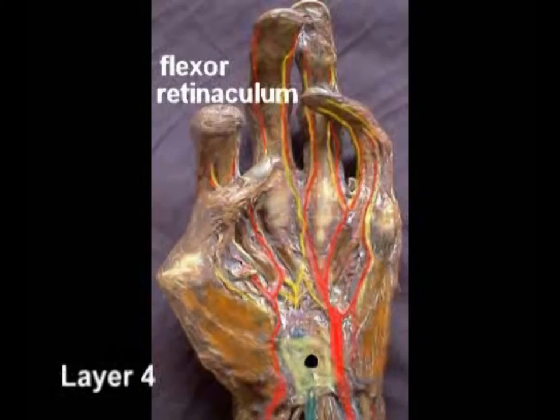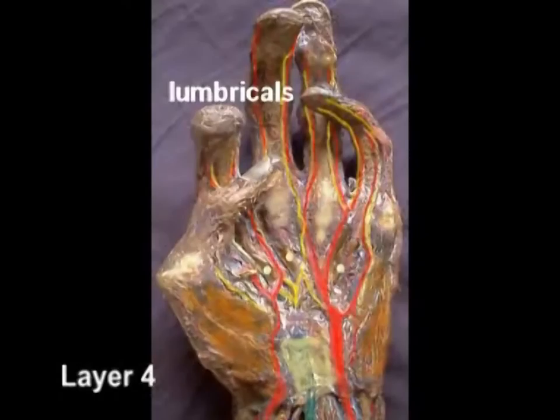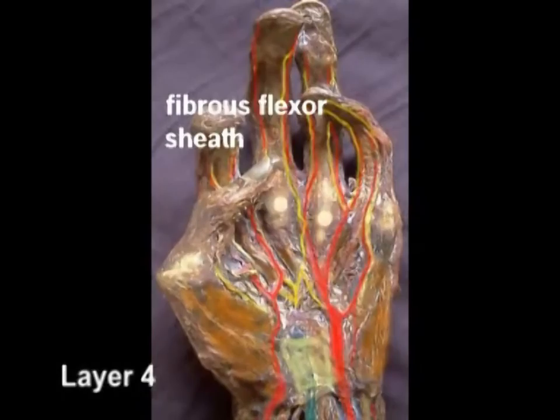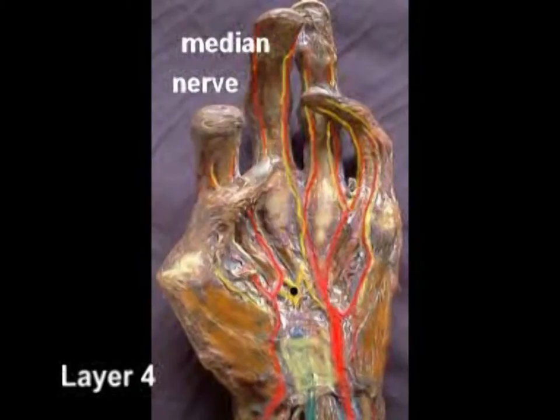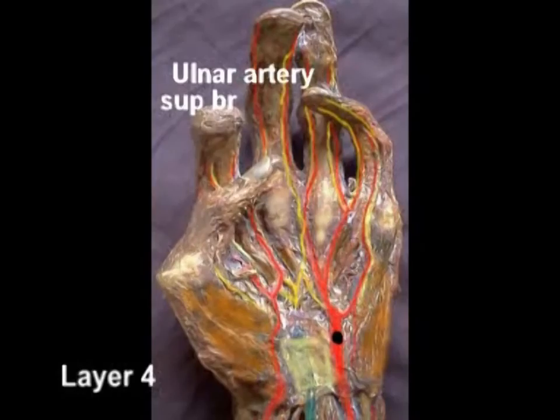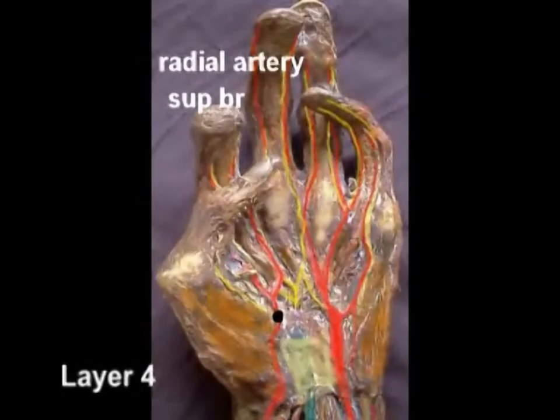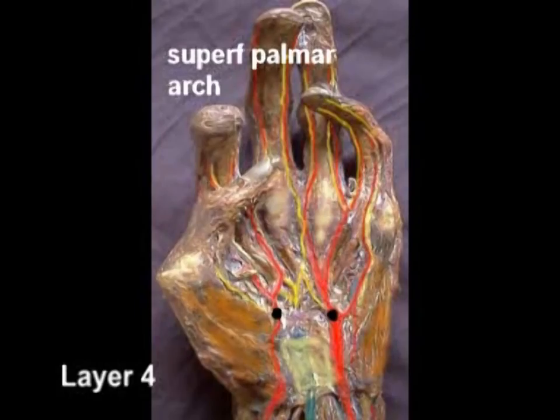The lumbricals, which arise from the radial side of the flexor digitorum profundus, can be clearly seen. The fibrous flexor sheath for each finger can also be clearly seen at this level. So also is the median nerve and the superficial branch of the ulnar artery and the superficial branch of the radial artery. Together they form the superficial palmar arch.